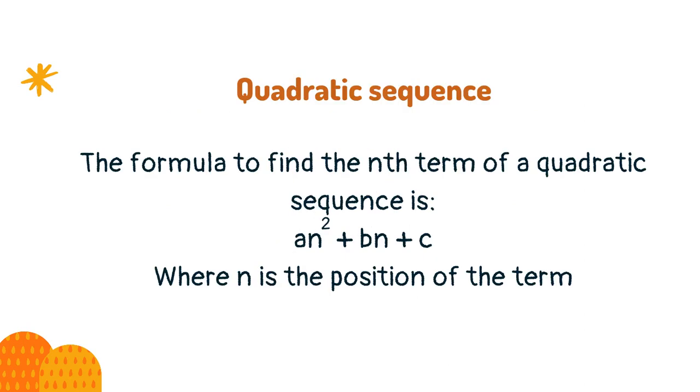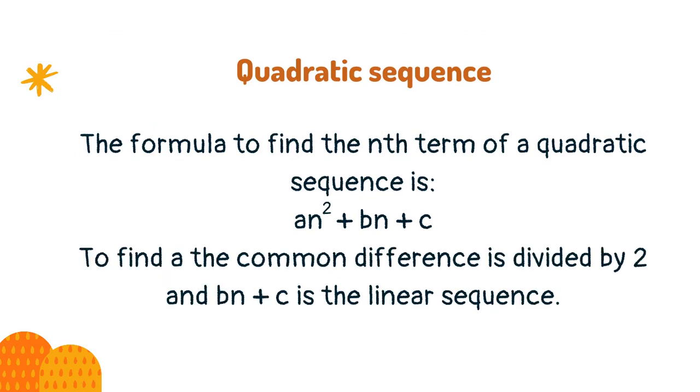The formula to find the nth term of a quadratic sequence is an squared plus bn plus c, where n is the position of the term. To find a, the common difference is divided by 2, and bn plus c is the linear sequence.